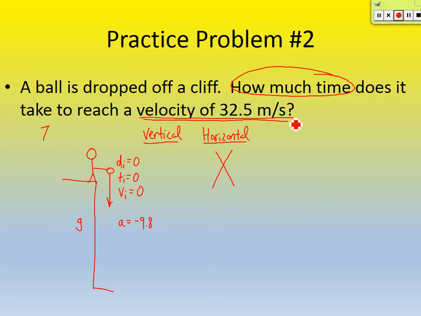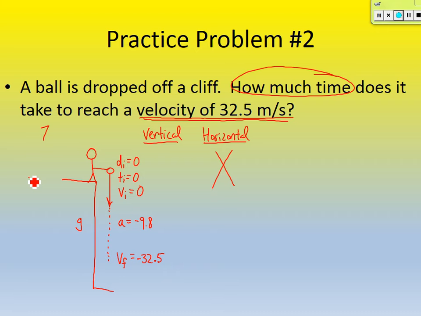It said when it reaches a velocity of 32.5. That's going to be down here somewhere. So we're going to call that velocity final. And that's going to be 32.5. But again, this ball is traveling down, so it's going to have a velocity of a negative 32.5. Remember, the sign notation is very important when you solve these problems. If it's going down, it's got to be negative.